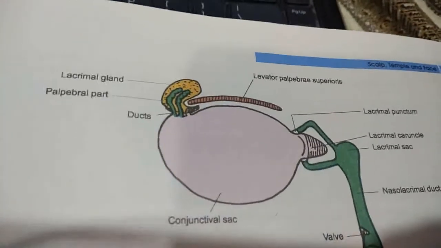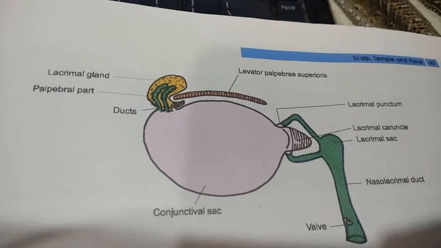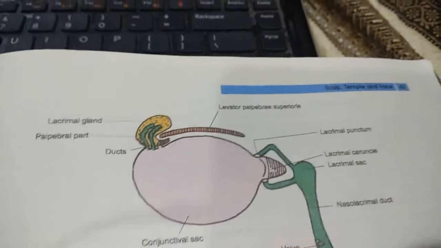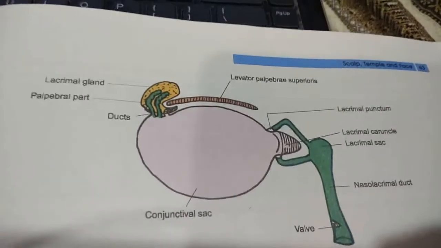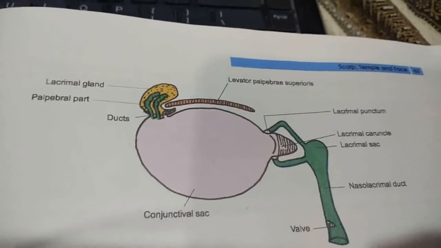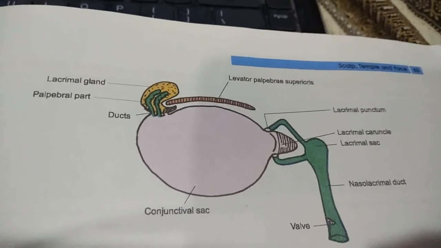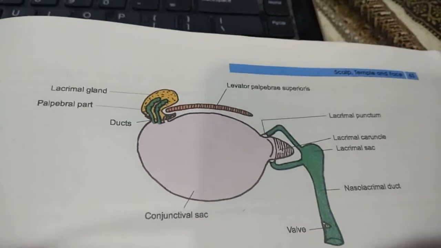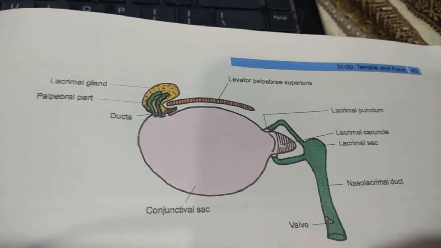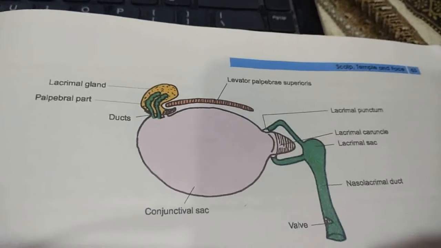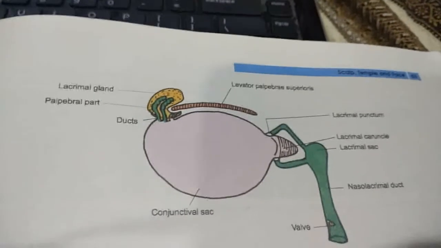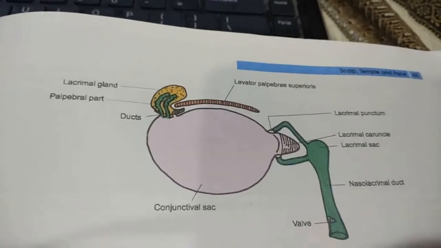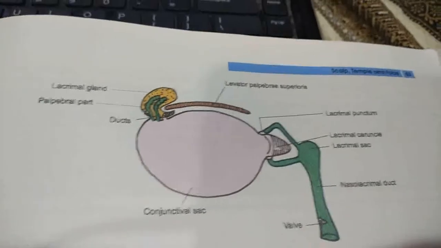The bulbar conjunctiva covers the sclera. It is thin, transparent and loosely attached to the eyeball. Over the cornea, it represents the anterior epithelium of the cornea, the epithelial layer seen as the bulbar conjunctiva anteriorly.